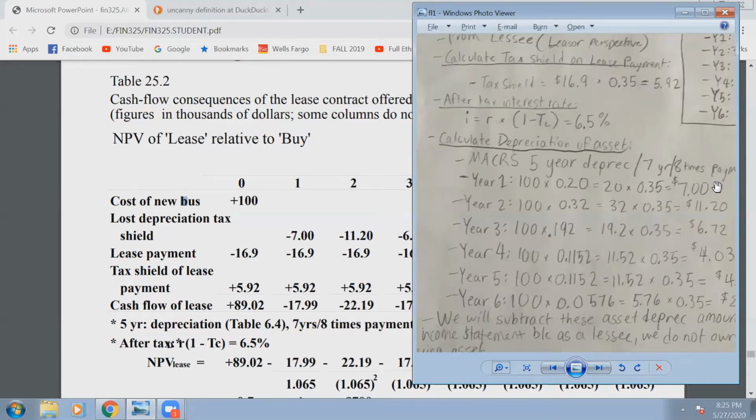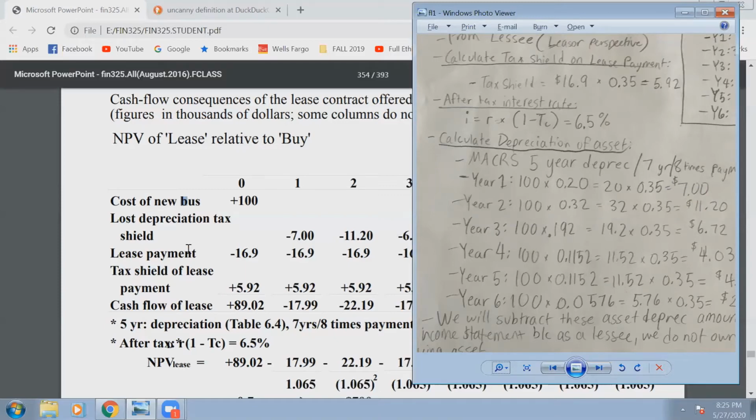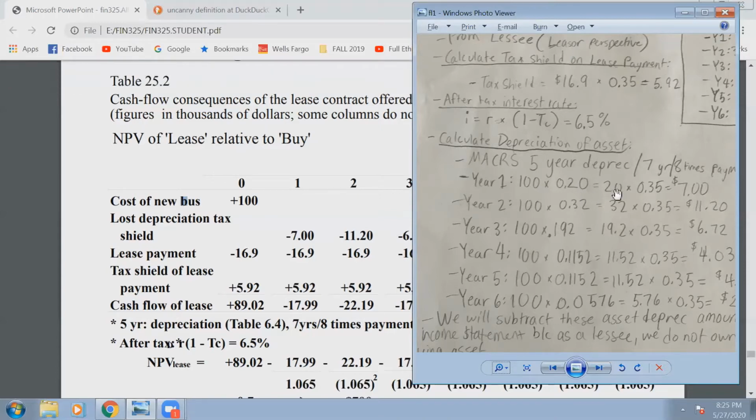That number will give us our depreciation amount that, if we were the owner of this asset, we would be able to add back in our statement. But in this case, as I said before, we're not the owner, so we subtract it. So 100 times 20% equals 20. Multiply that by 35%, you get $7. That's year 1. Year 2, we have $100 million. We multiply it by 32%. We get $32. Multiply it by 35%, and we get $11.2.